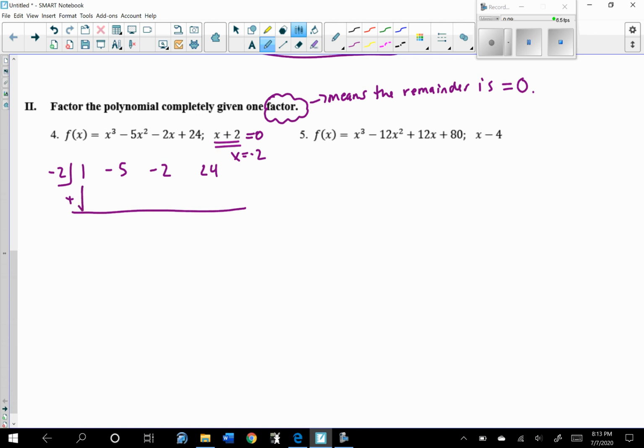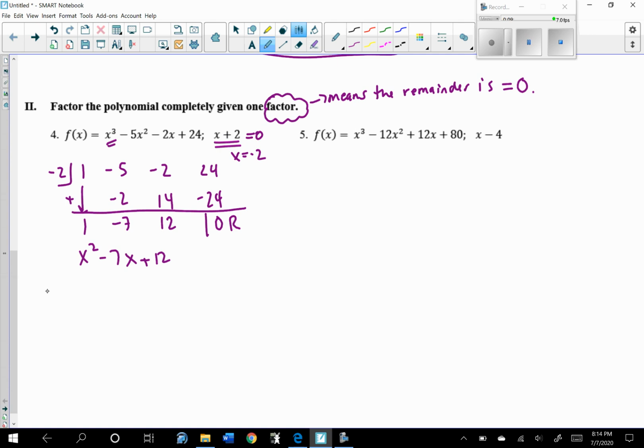Bring down the 1. 1 times -2 is -2. Add these together. -7 times -2 gives me 14. Add these together. 12 times -2 is -24. Add these together to get the remainder because that's the last number. So this is a remainder of 0, which we like. So that gives me, this is degree 3, so x squared minus 7x plus 12.